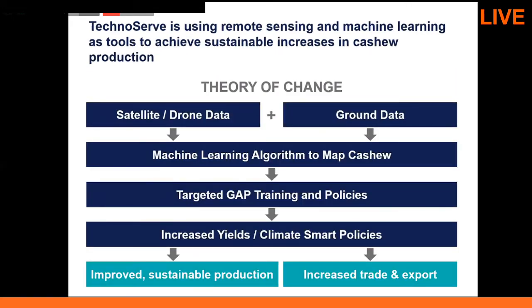In the remote sensing work, our overall theory and reasoning for pursuing this project is that by combining satellite and drone data with ground data from our program activities, we should be able to develop a machine learning algorithm to map cashew farms. That will allow us to target training and better formulate policies based on more accurate data, which will lead to increased yields and better climate smart policies. Combined, these will result in improved sustainable production, increased trade and export.